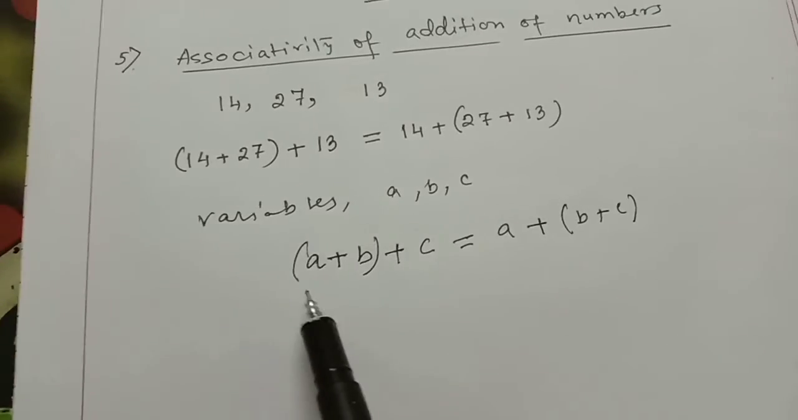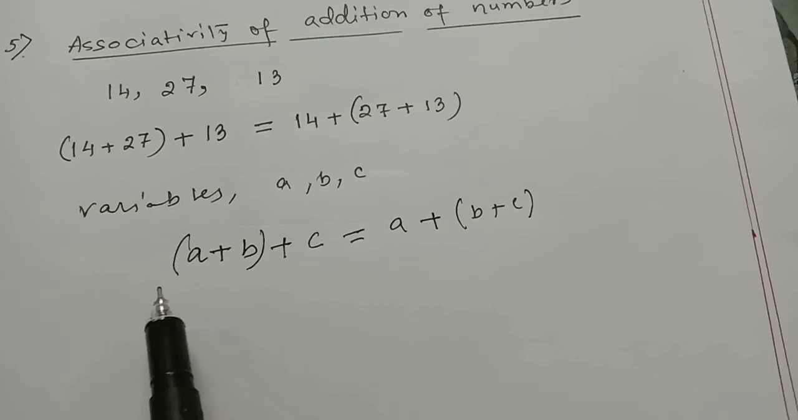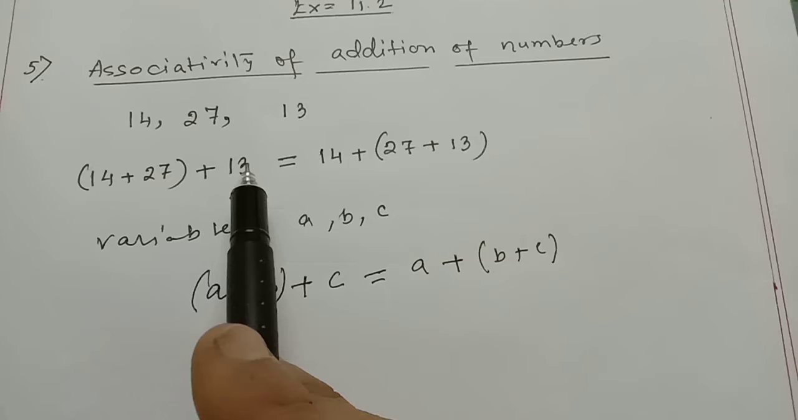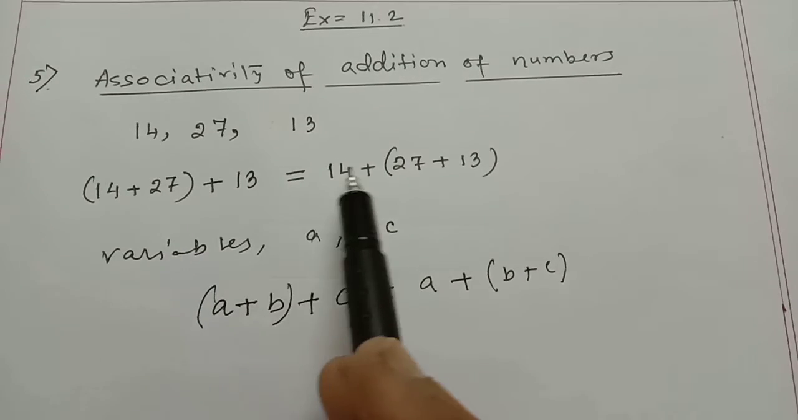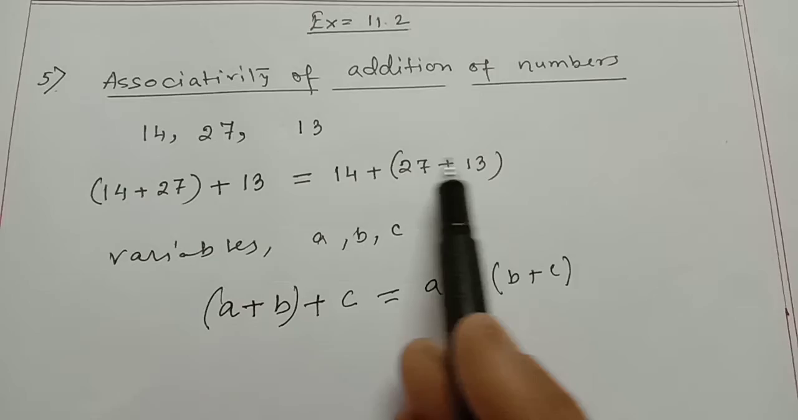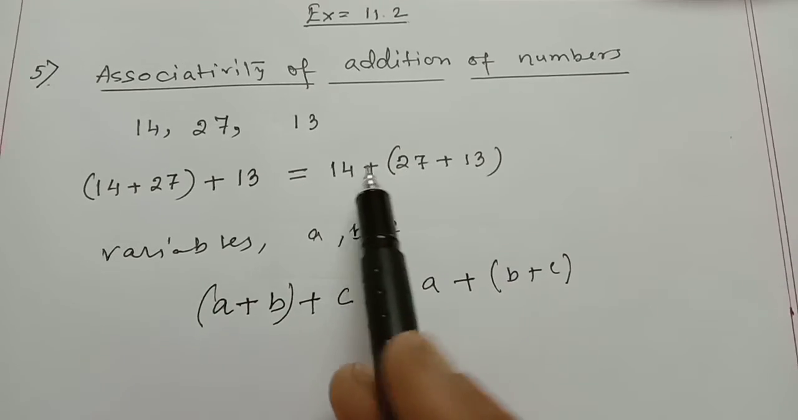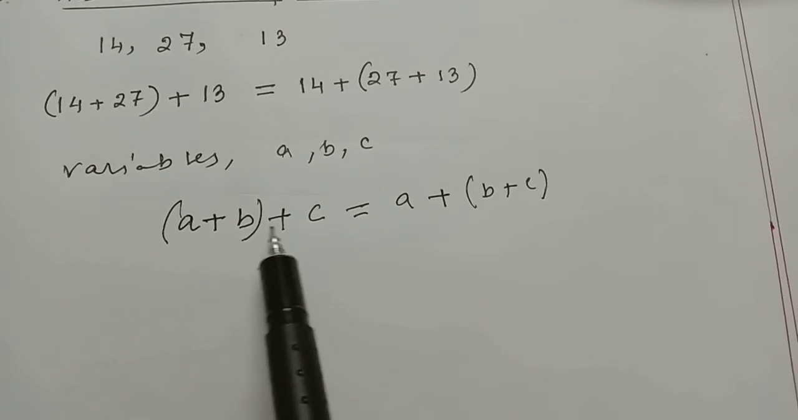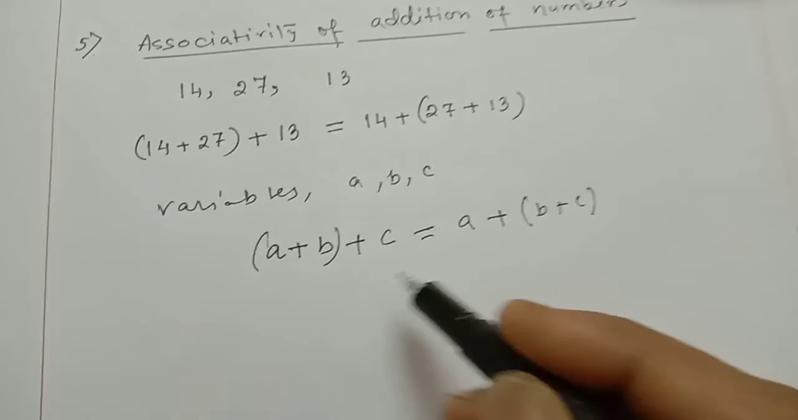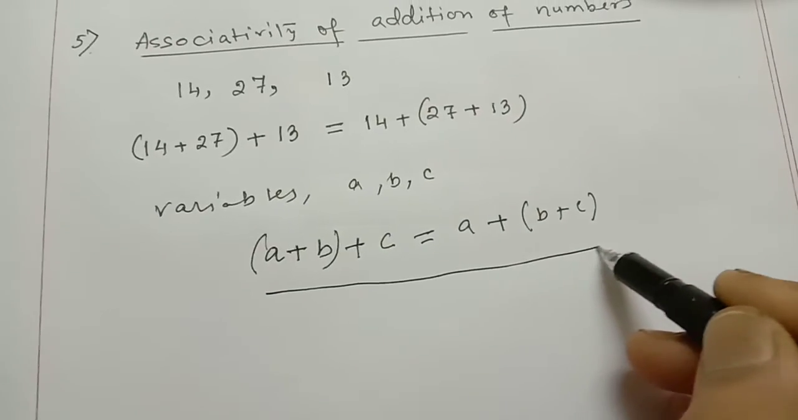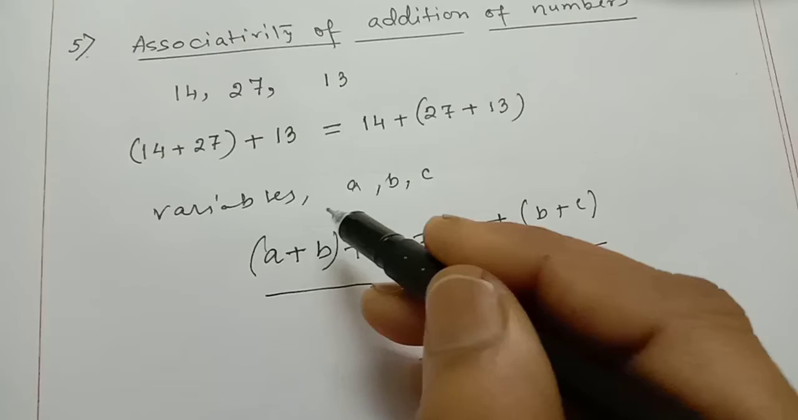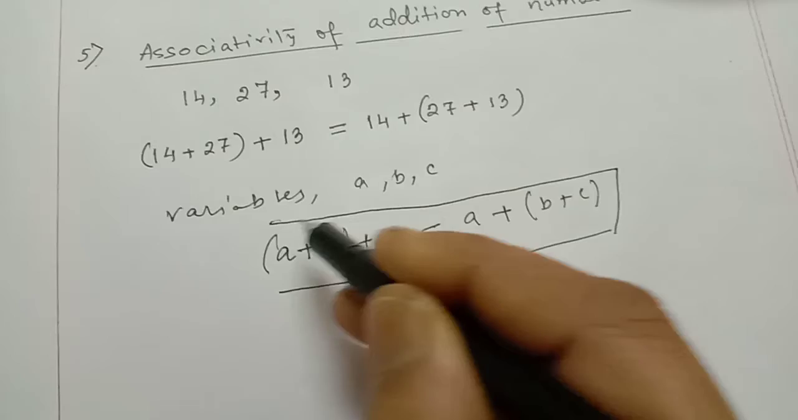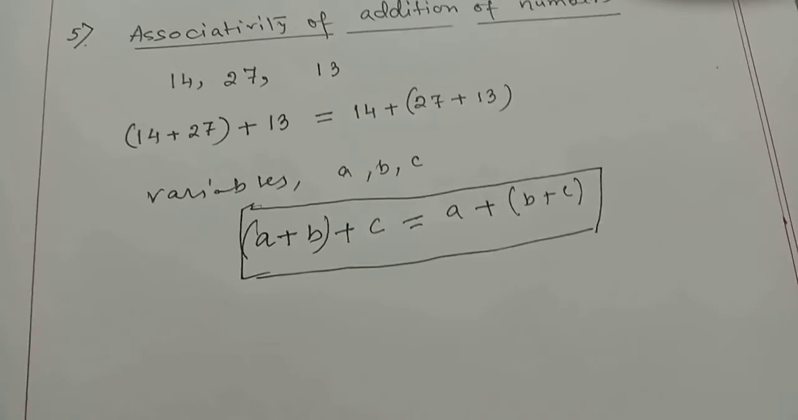Understood? If we add the first two numbers first, as you have done here, and then with this addition add the third one, it will be the same value as if we add the last two numbers and the first one afterwards. The same value we get. By variables we are doing the same way, we are showing this. So what I can see is that this is the general rule of the associative property.